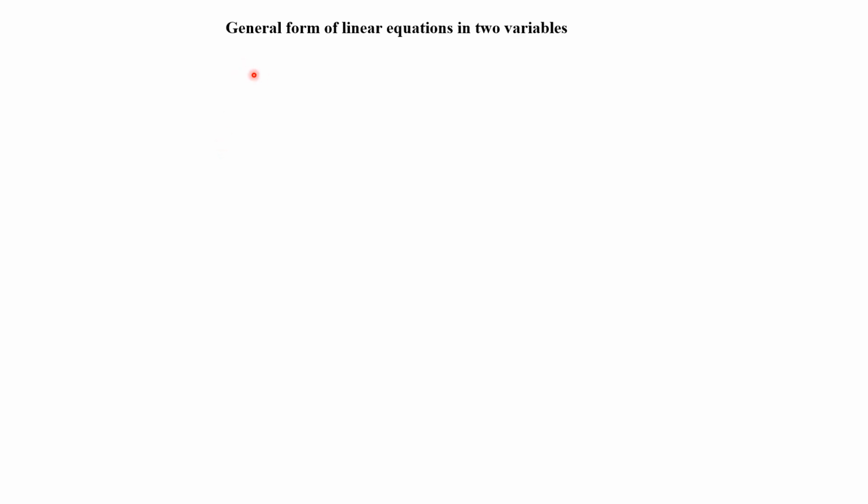Now you have already studied in grade 9 the general form of linear equation in two variables, isn't it? How to write a linear equation in two variables, the general form you have already studied. So it is in the form of ax plus by plus c equal to 0, and you can see here it has two variables, which are x and y, and it is known as linear equation because the power of the variable is 1. And here a, b and c are real numbers, and a and b both should not be equal to 0, because if a and b become 0, then it will not be a linear equation in two variables. So this much you have already studied in your grade 9, isn't it?